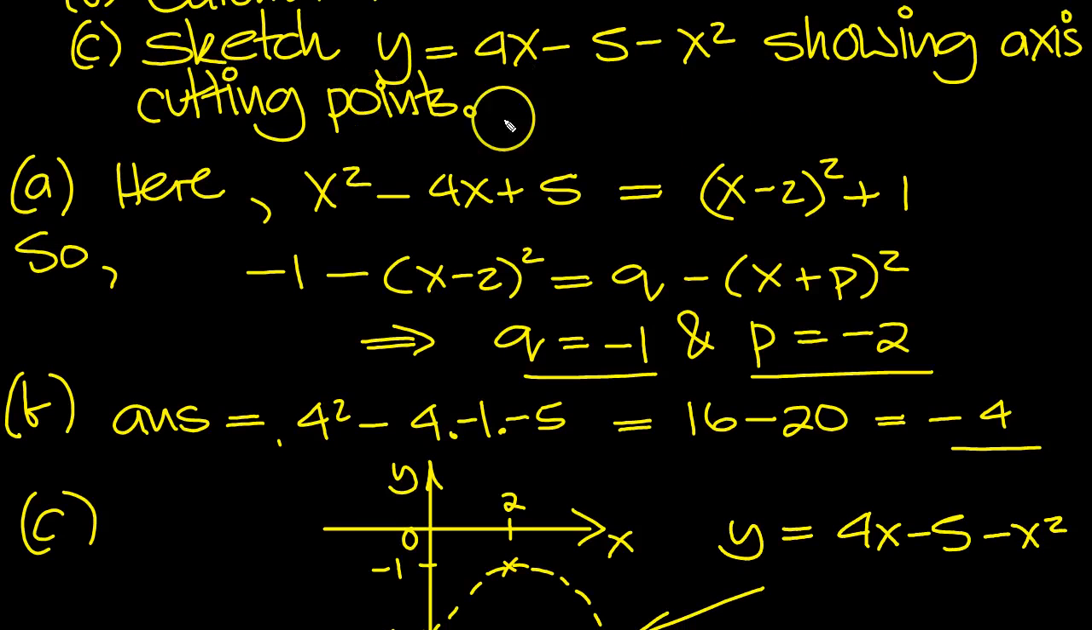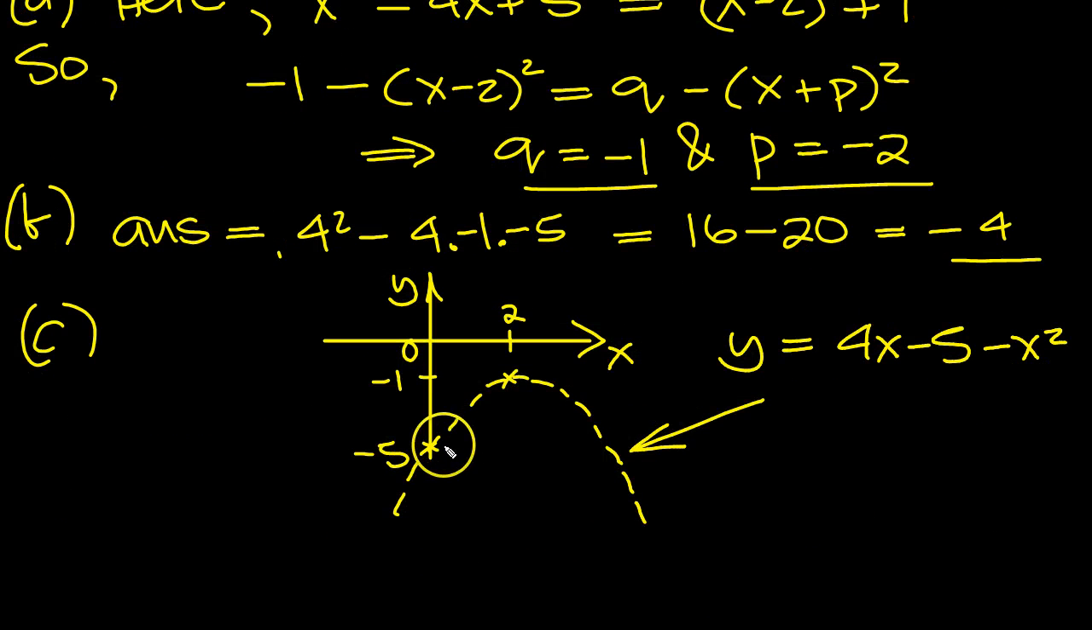So let's look back at the question to check that we've answered it. Sketch this showing the axes cutting points. So this point here would be 0, minus 5, and that's the only axis cutting point, isn't it? There.